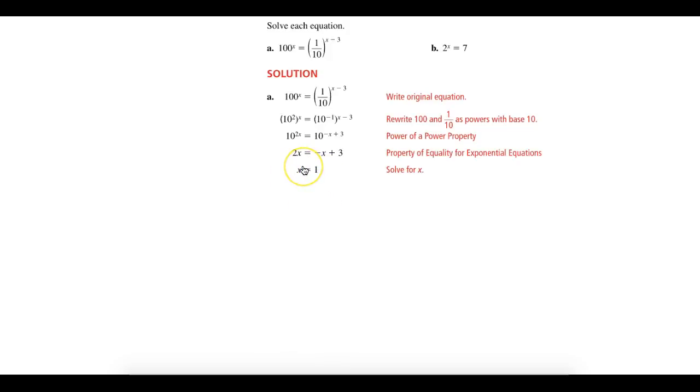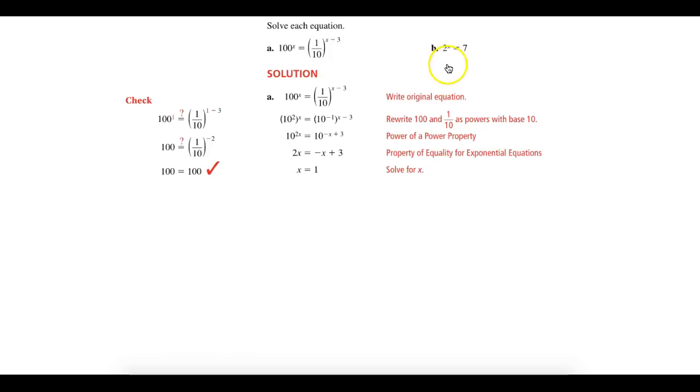Now, if you go back and check, you'll see that this does make sense. If we plug 1 in, we get 100 to the first power, which is just 100. And then we get 1 over 10 to the exponent of 1 minus 2, we get 1/10 to the negative second power, which is also 100. So that works out for us.